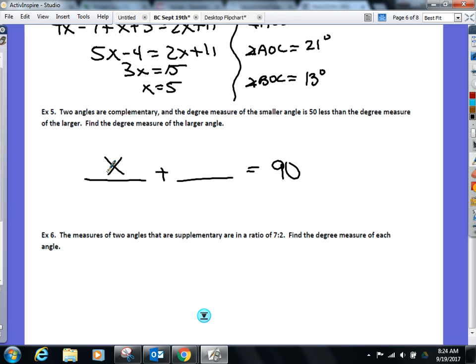The degree measure of the smaller angle is 50 less than the degree measure of the larger. How do I write 50 less than that? Go ahead. What do you got, Evan? X minus 50. So one of the angles is X. The other angle is X minus 50.